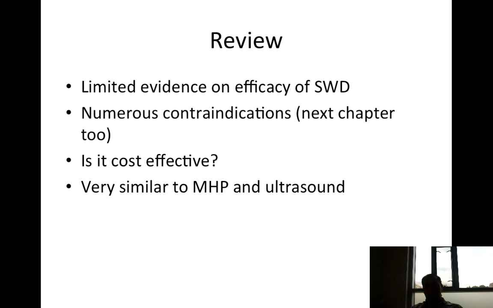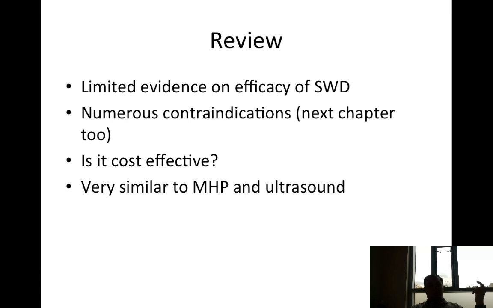If you look in the literature, there's some literature on diathermy, but not very much, I will say. There's limited evidence on the efficacy of shortwave diathermy. There are so many contraindications. Next chapter, we will go over the clinical application of shortwave diathermy and whether it is cost effective. These units are 8 to 10 grand. I mean, they're not cheap.